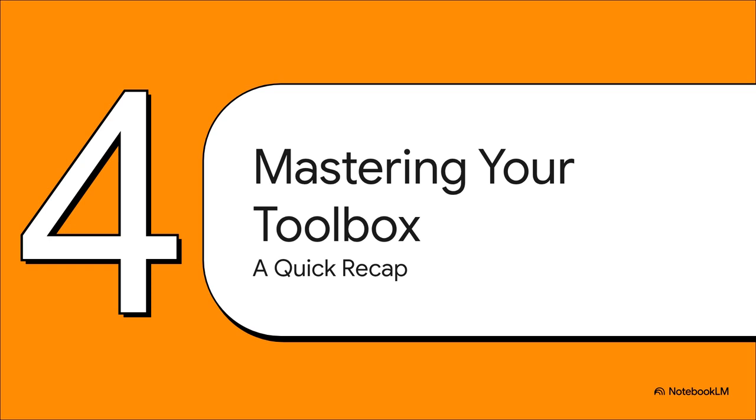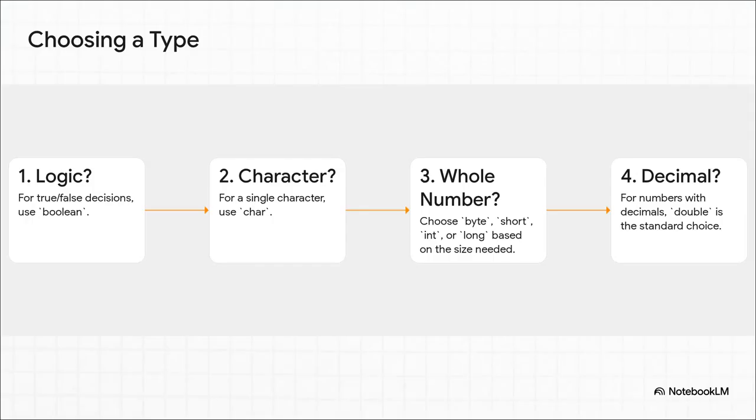Let's wrap this all up into a super simple guide. This right here is your ultimate cheat sheet. Seriously. The next time you need to store a piece of data, just run through this little checklist. Is it a true-false kind of thing? Boolean. Is it just one character? That's a char. Is it a whole number? Find the smallest container that fits your needs, but you'll probably start with int. And finally, if it's got a decimal point, your go-to is almost always going to be double. It really is that simple.